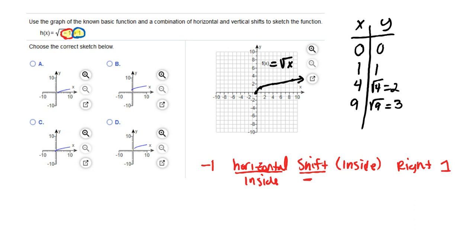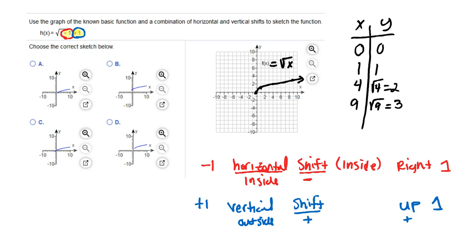The +1 is also a shift. Shifting is when you have any adding or subtracting. So I know because I'm adding, it's a shift. Because that +1 is outside the radical, I know it's vertical. So because that +1 is outside of the radical, it's a vertical shift. Now because it's a plus, it's going to go up 1 unit.